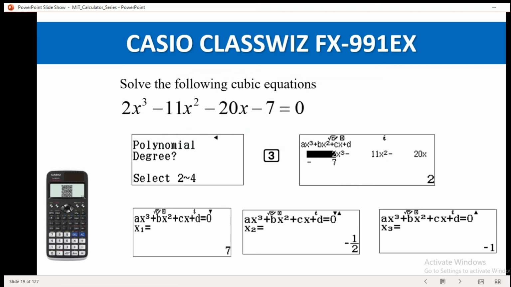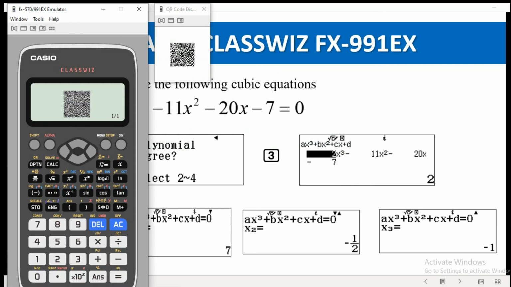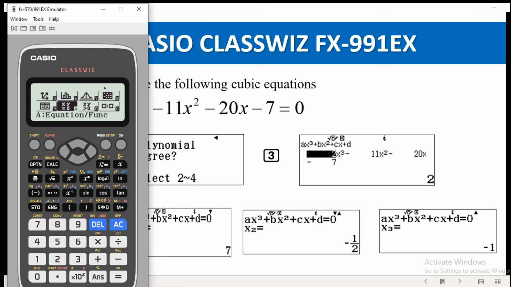So for better understanding, let me open my calculator. For this, we need to first clear this. Then I need to press the menu button, then polynomial. Now in order to solve the cubic equation, the highest degree is 3. So press 3 here. Then we need to insert the coefficient values and the constant value of the cubic equation.